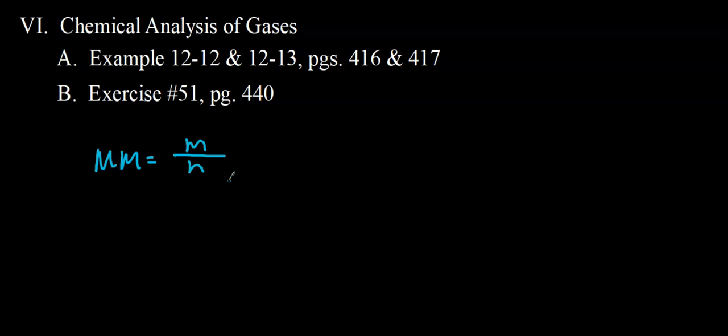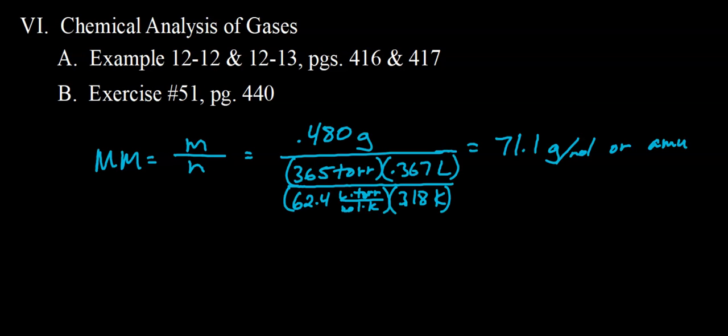All right, turn to page 440, and there's a problem just like these examples. Go ahead and do number 51 now. So as you can see, I decided to do it all in one shot, so I took the mass of the gas divided by, so all of this here on the bottom is this. I used the ideal gas law, plugged in PV over RT. That'll give us moles. And we end up getting 71.1 grams per mole or 71.1 AMU.